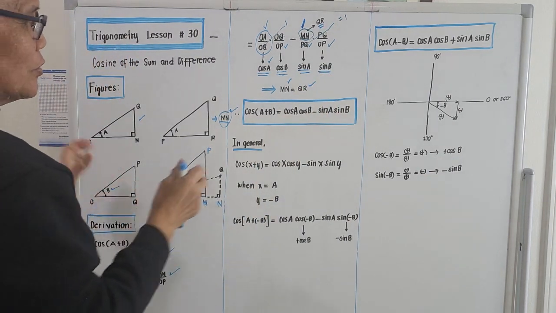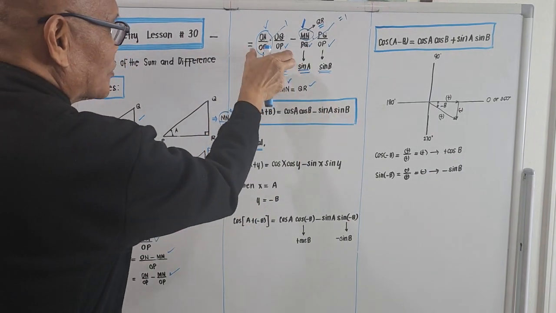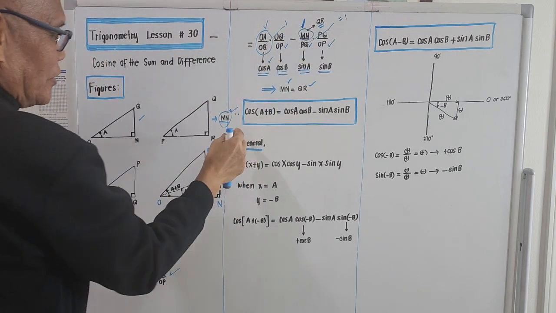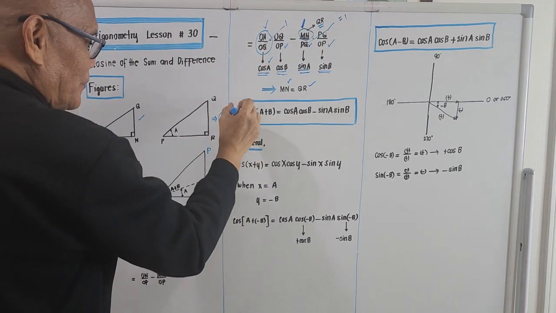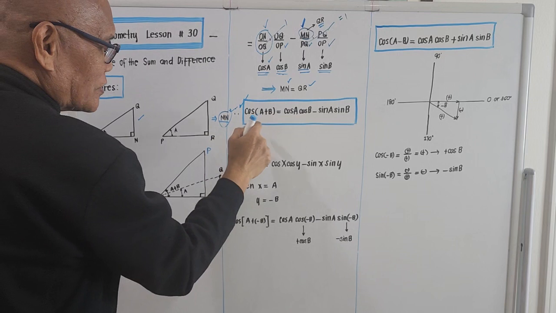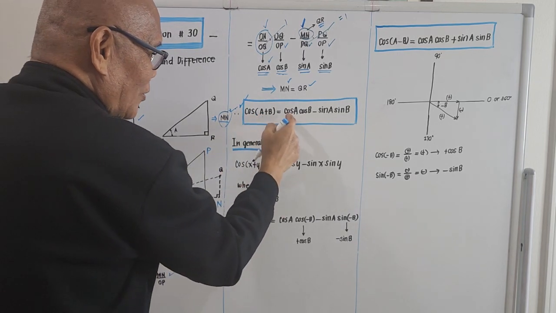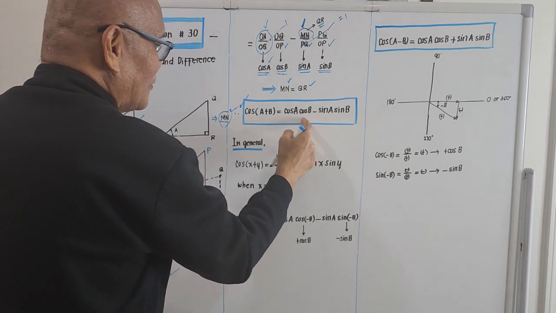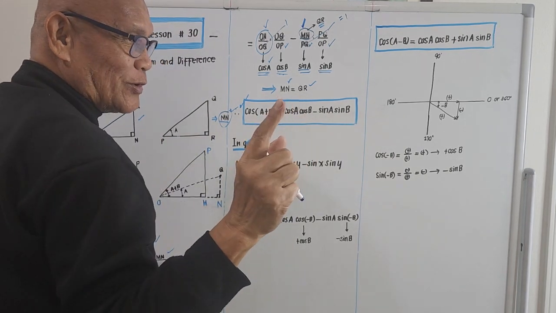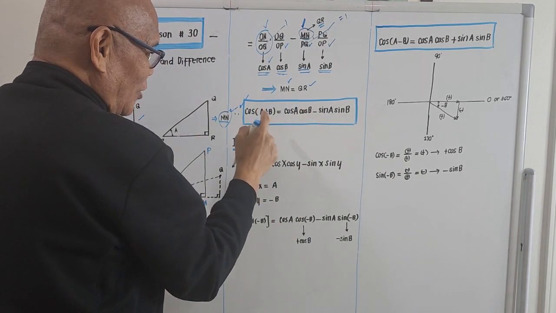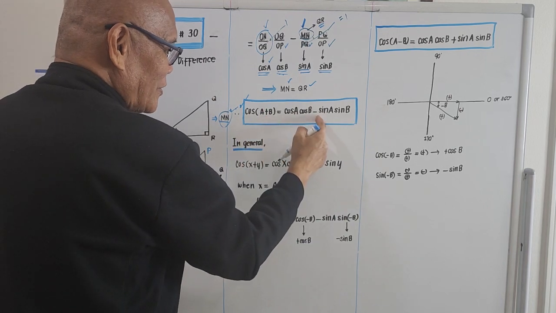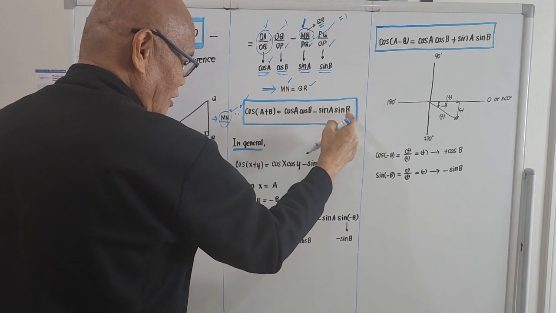So if we try to substitute these values now in terms of these fractions here, in general now, the cosine of the sum of 2 angles, cosine of the sum A plus B, will be cosine A, cosine B. If this is plus, you now know the difference. Under cosine, if this is plus, this should be minus. But this should be sine of A, sine of angle B.